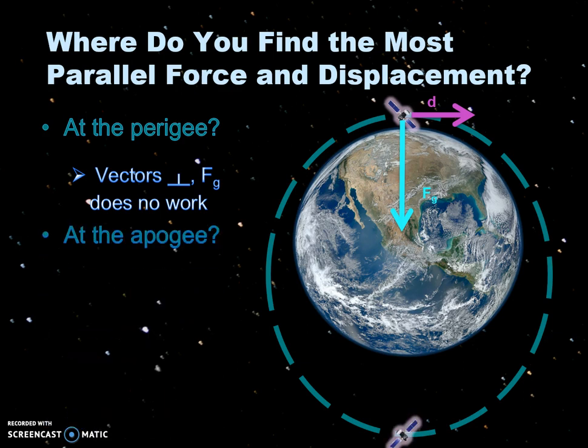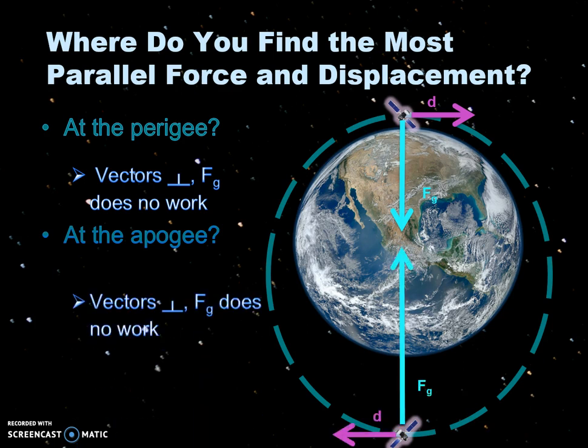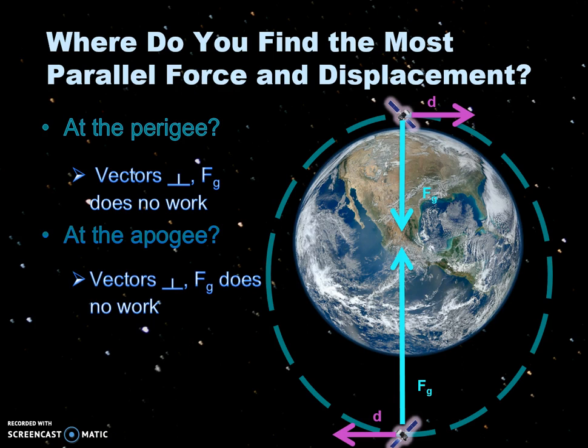The apogee is the point furthest from the Earth's surface. Well, there's gravity again going toward the center. There's the way you're going. And again, the vectors are perpendicular, and the force of gravity will do no work for you and save you no money and no fuel. Bummer! How about somewhere else?